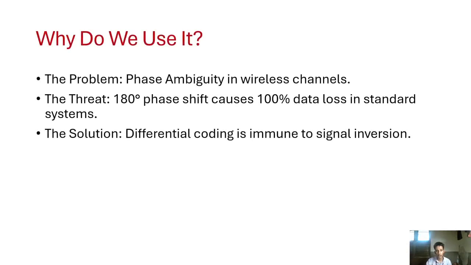So why should we use this? The biggest reason is a problem called phase ambiguity. In wireless systems using phase shift keying, the receiver oscillator can easily lock onto the carrier 180 degrees out of phase. If that happens in a standard system, every 1 becomes a 0 and your data is completely destroyed. But with differential encoding, the whole signal flips upside down, the difference between the bits stays exactly the same, and the receiver decodes it flawlessly even if the signal is inverted.